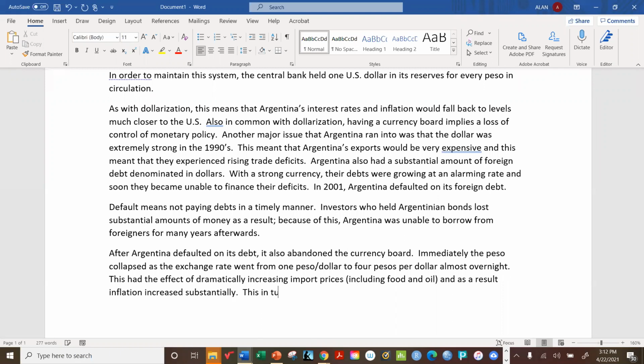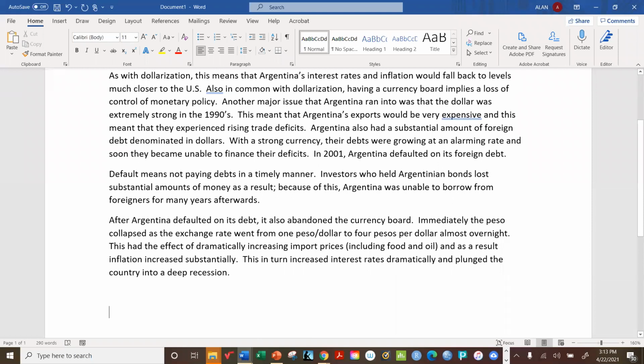This in turn increased interest rates dramatically and plunged the country into a deep recession. So they were in a lot of trouble. Now the IMF helped them out. They lent them money to help them, and things were going well for a while.